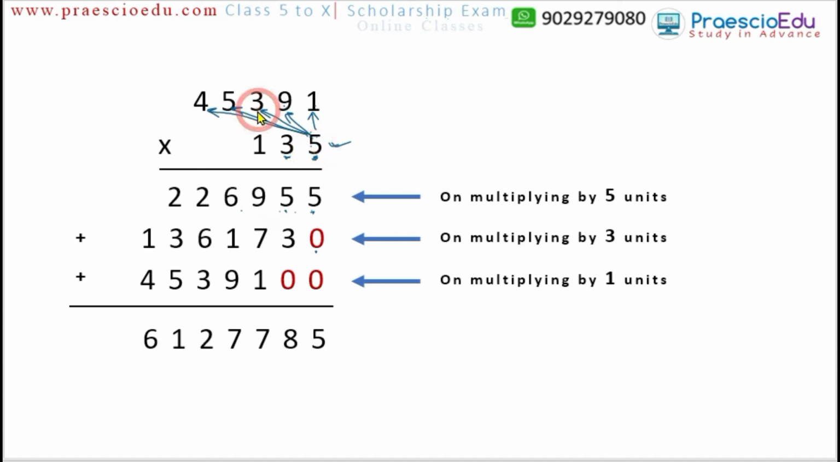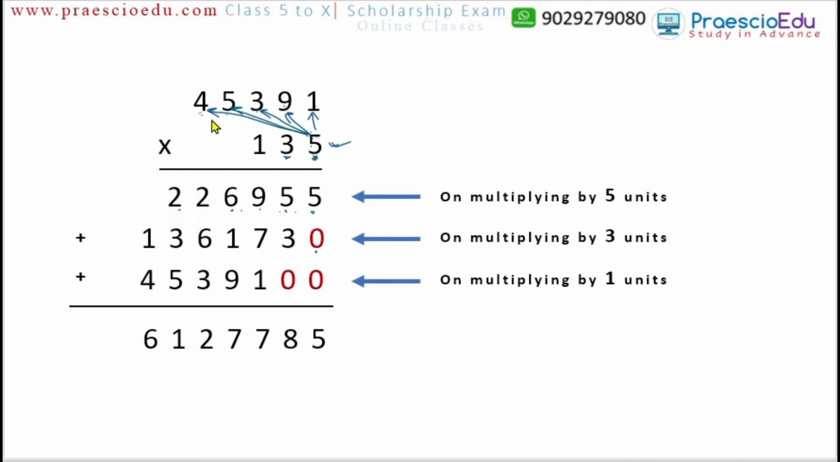Now 5 multiplied by the next digit, which is 3 in the hundreds place, is 15. 15 plus the 4 carry comes to 19, so 9 will be here and 1 is carried. Then the next digit is 5: 5 times 5 is 25, plus the 1 carry comes to 26, so 6 will be here and 2 is carried. Then 5 multiplied by 4 is 20, plus 2 comes to 22. There is no other digit, so we keep this 22 as it is.